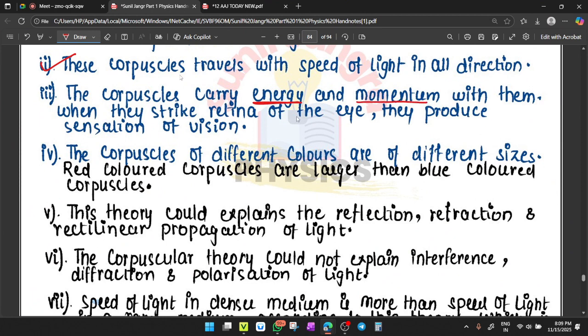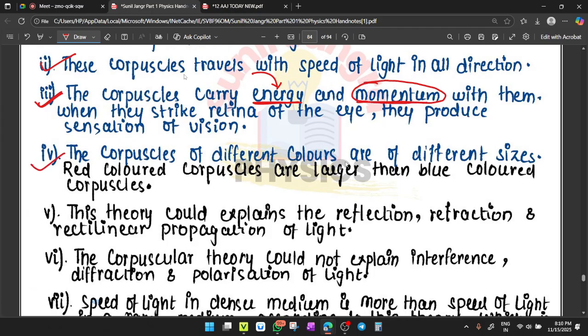When they strike the retina of the eye, they produce a sensation of vision. So these corpuscles carry energy and momentum, and when they strike the retina, they produce the sensation of vision. Later on you will study that light carries energy, but these corpuscles don't have any momentum. Clear? Because they don't have any mass.